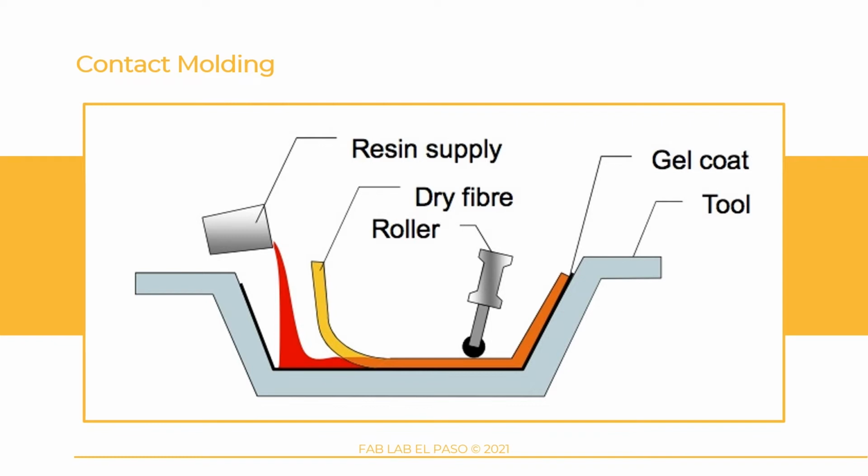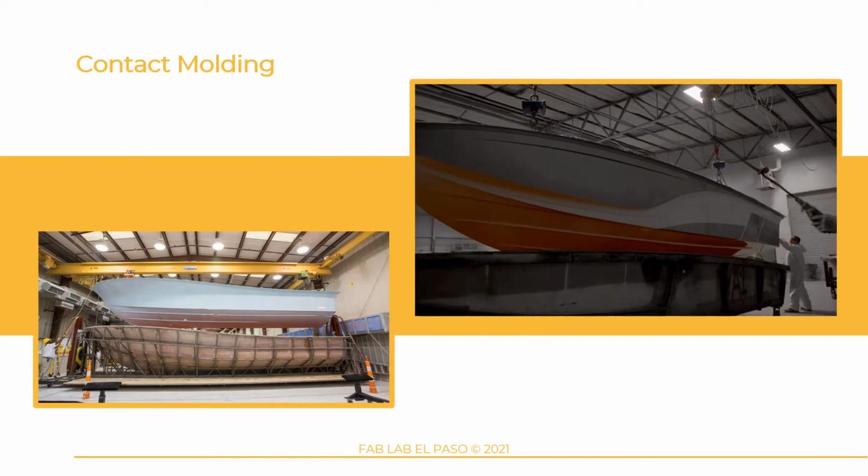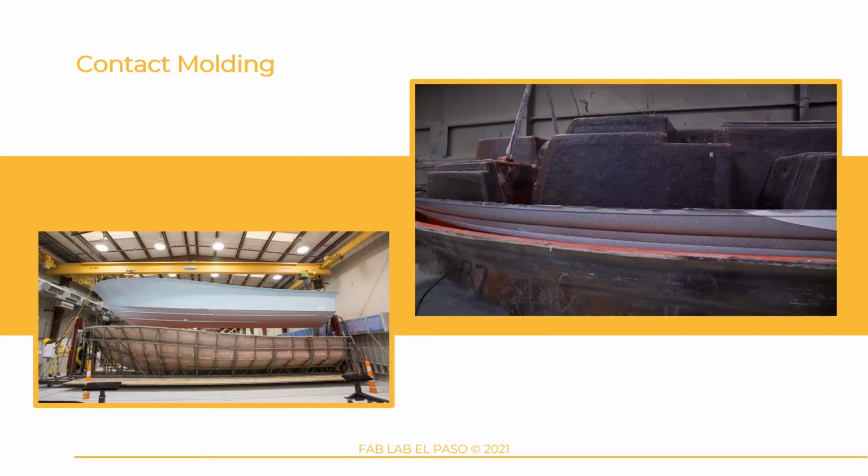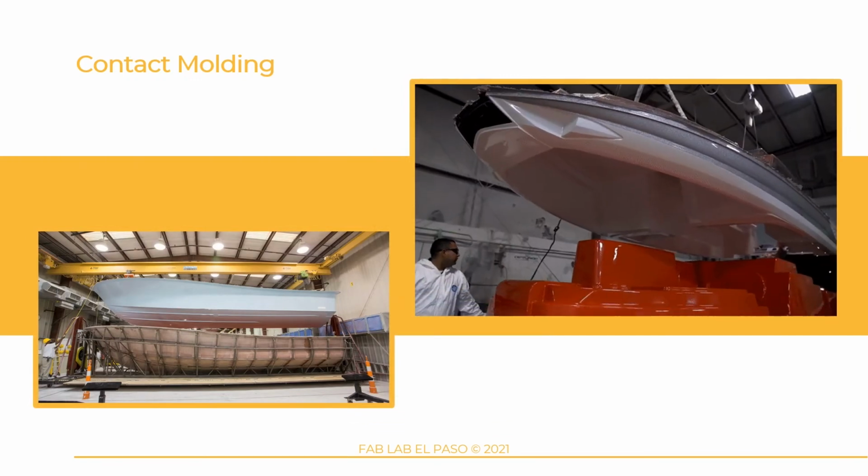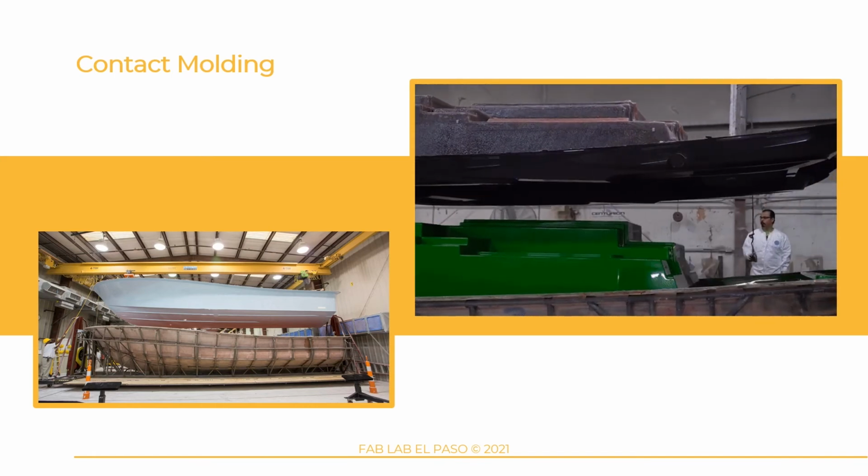Next, resin is poured into the mold and spread around with a roller. Once this layer thickens or gels, the process is repeated layer by layer until the desired thickness is achieved. The final product may take a few days to cure before it is ready to be removed from the mold. After removal, the final part may require some post-processing, like sanding or polishing.